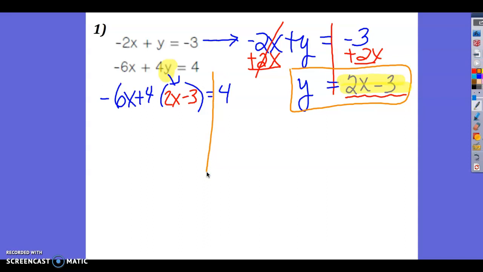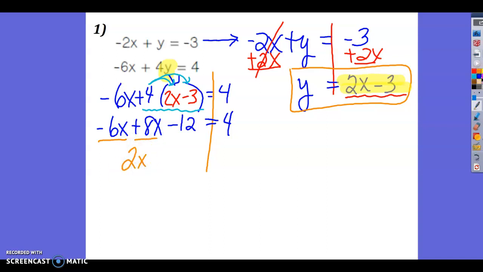I'm going to draw my line, and the first thing I'm going to do is recopy this negative 6x and my plus sign. And now what I need to do is distribute here. So I need to take the 4 and multiply it by each thing inside the parentheses. So 4 times 2x is 8x, and 4 times the negative 3 is negative 12, and I recopy my equal sign and my 4. Now what I want to do is combine some like terms. So I have a negative 6x and an 8x, and that gives me 2x. And I'm just going to recopy all the rest. Minus 12 equals 4. And then finally what I need to do is get that 2x all alone.